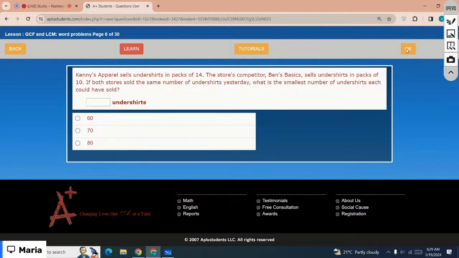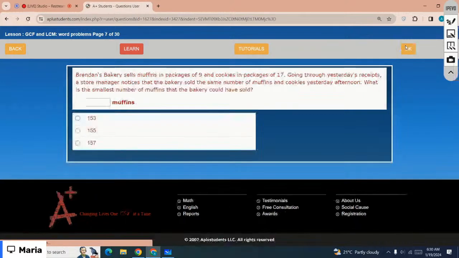The correct option is 70. You have to find the multiples of 14 and 10, right? So that is 70. The correct option is 70. Got it?